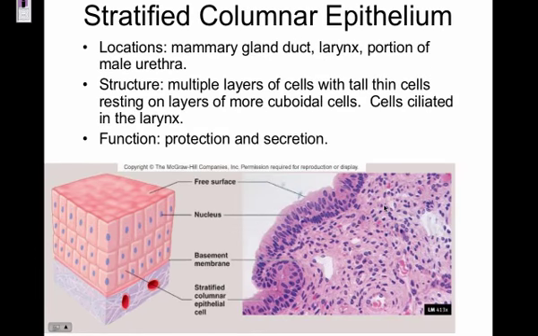And stratified columnar. If you look at the bottom layers, they look a lot like cubes, but as you go towards the top, they get longer, so they are considered columnar. A lot of times you'll have goblet cells in these also. Here you can see these are a little shorter, but as you get to the top, those are a lot taller, more column-like. This is the basement membrane. You can see it right here. From here to the free surface is the epithelium. These would be connective tissues of some sort.